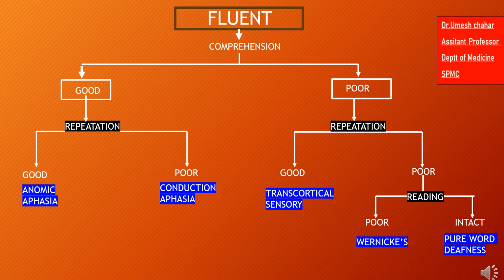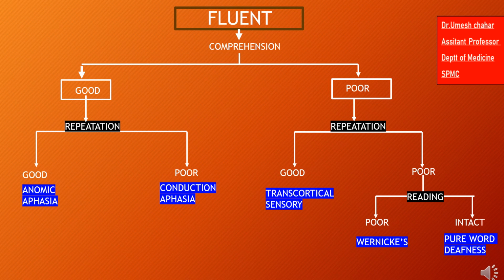Next comes the fluent part of the aphasia. That means the patient is having increased word output. In such a patient, the first thing we will see is comprehension. If the comprehension is good, then we will examine the repetition. If the repetition is also good, then we will label it as anomic aphasia, which means that the patient is having increased word output, his comprehension is good, and his repetition is also good.